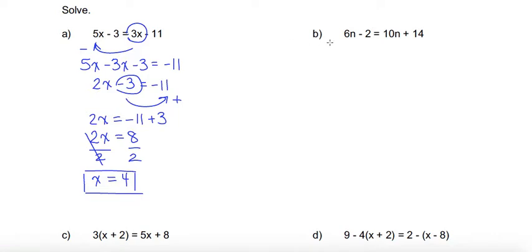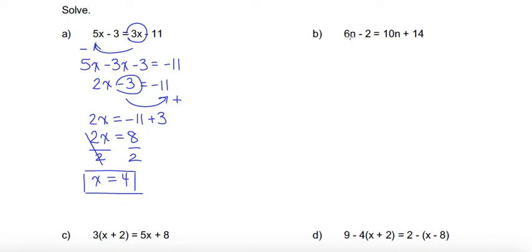So now let's take a look at example B. I have 6n minus 2 is equal to 10n plus 14. Normally I would move my variables to the left-hand side, but in this case I'm going to move them to the right-hand side, only because the 10 is greater than my 6. This will allow me to have a positive value for my coefficient. That's just a strategy if you want to eliminate some negative numbers in front of your variables. That's something that you could do.